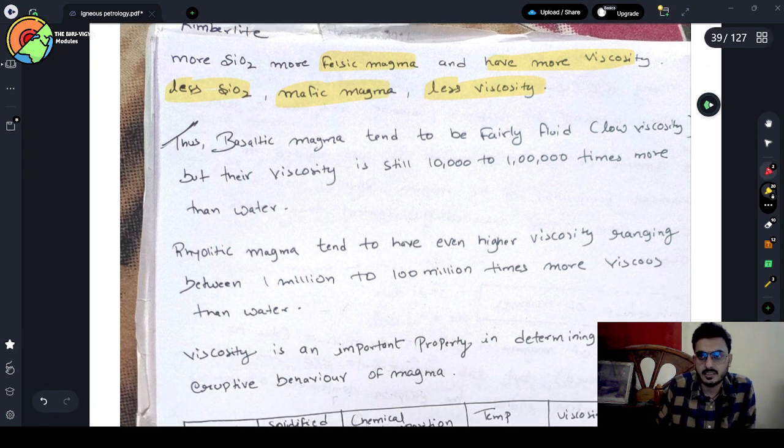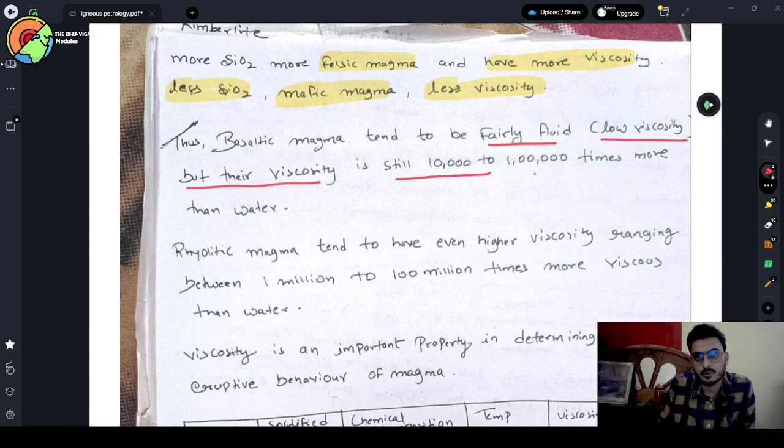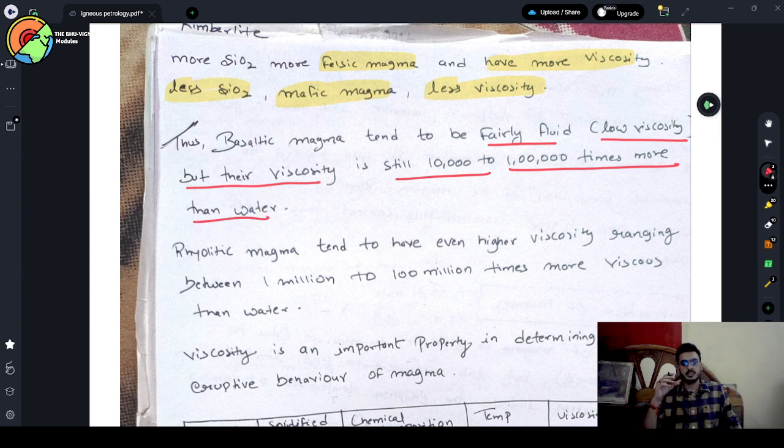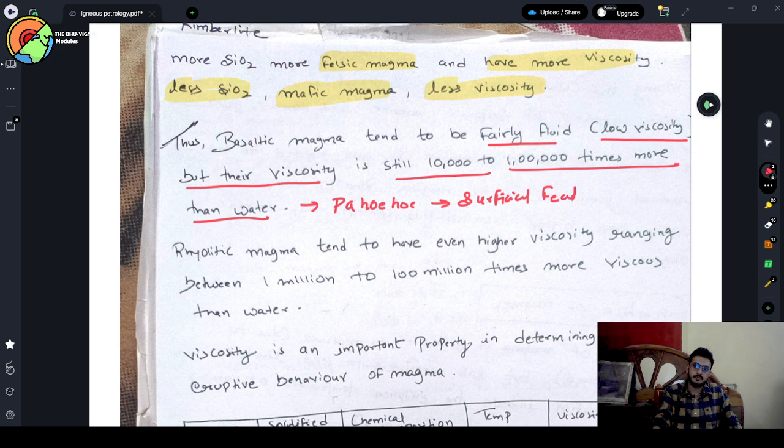So if we see here, the basaltic magma tends to be fairly fluid, low viscosity, but their viscosity is still 10,000 to 1 lakh times more than water. It has less viscosity, that does not mean it will flow like water. And this basaltic magma makes some kind of surface features also, like Pahoehoe. It is a superficial feature of basaltic lava.